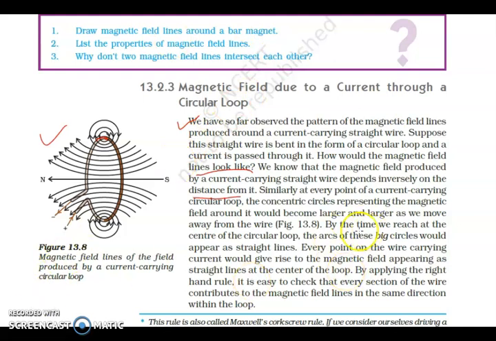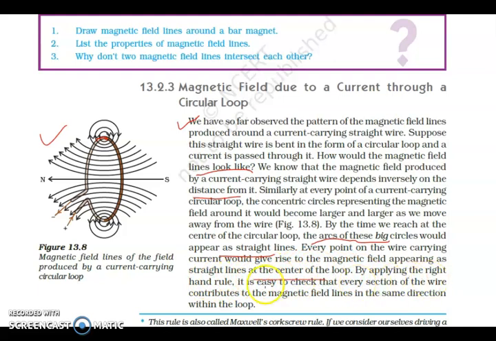It says by the time we reach the center of the circular loop, the arcs of these big circles would appear as straight lines. Since the arcs would be very, very large in size and they'll have a larger radius, they will become straight lines, giving rise to the magnetic field appearing as a straight line at the center of the loop.